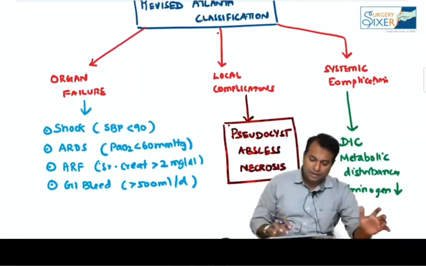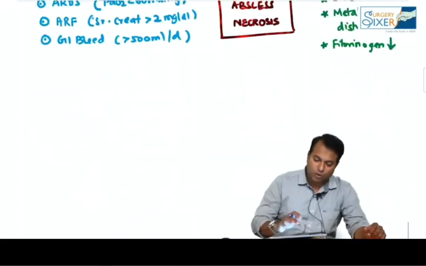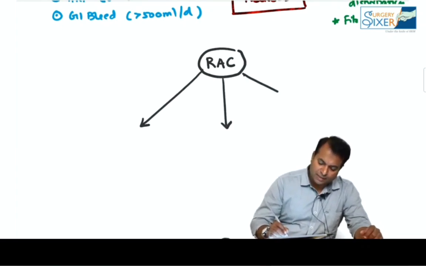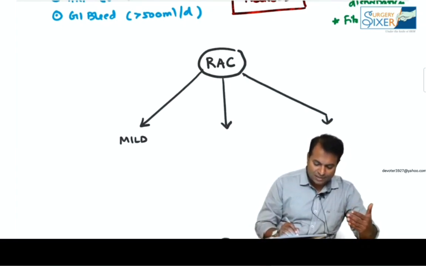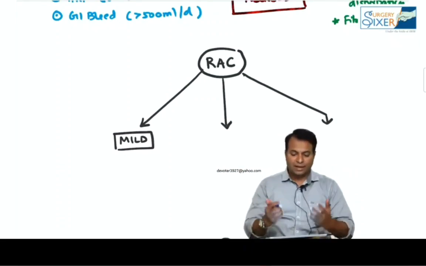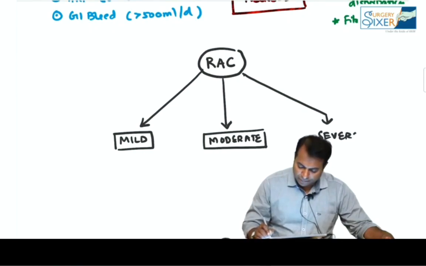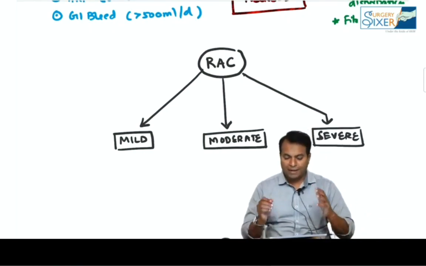Now how will you make the classification based on these things? You have to see for all these things and make a RAC classification, the Revised Atlanta classification of acute pancreatitis. It is a very simple classification. Not only surgical gastroenterology, even an MBBS graduate can easily make this grading: mild, moderate, and severe. See how simple it is going to be.